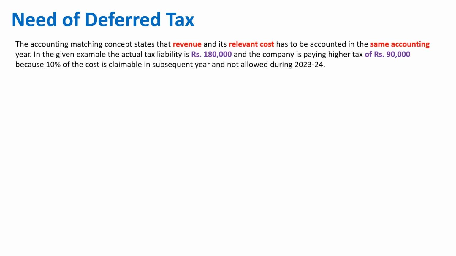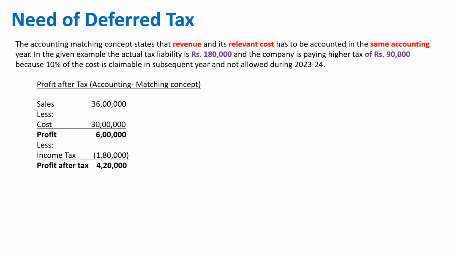The accounting matching concept states that revenue and its relevant cost have to be accounted in the same accounting year. In the given example, the actual tax liability is rupees 1,80,000 and the company is paying a higher tax of rupees 90,000 because 10% of the cost is claimable in a subsequent year and not allowed during 23-24. So profit after tax under the matching concept: sales is 36 lakhs, cost is 30 lakhs, profit earned is 6 lakhs, and the company should pay income tax at the rate of 30%, that is 1,80,000, and profit after tax should be 4,20,000.